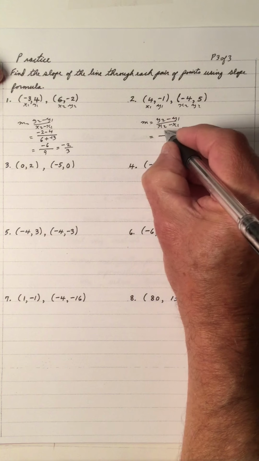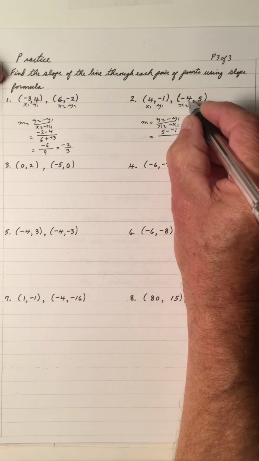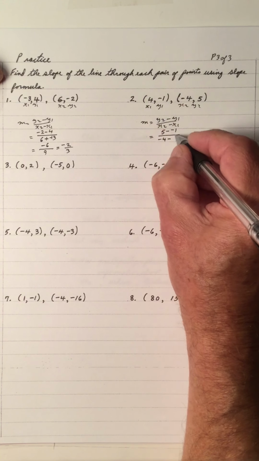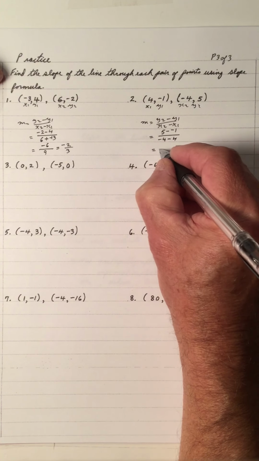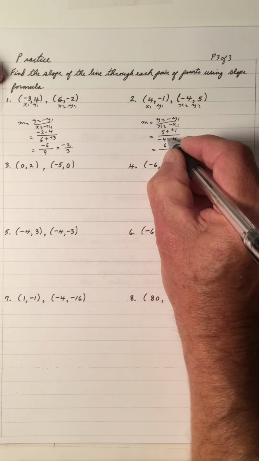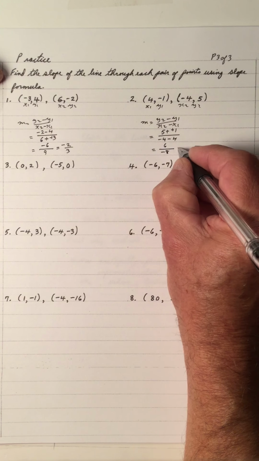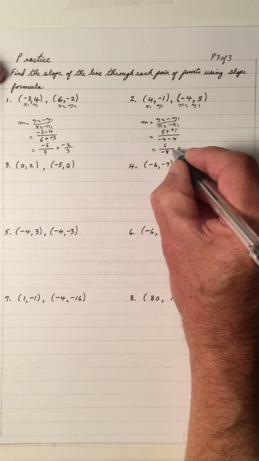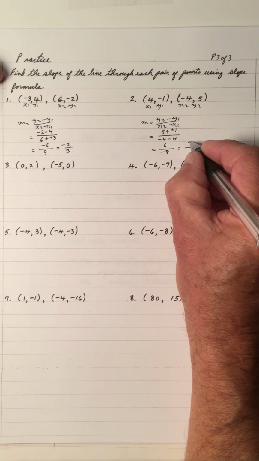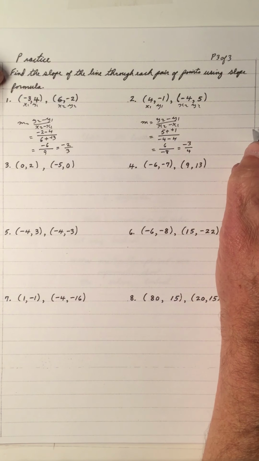And y2 is 5. Subtract negative 1. x2 is negative 4. Subtract 4. And that works out to be, double negative is a positive, 5 and 1 is 6. Negative 4 subtract 4 is negative 8. And they're even, so 6 divided by 2 is 3, 8 divided by 2 is 4. And the negative goes in the numerator.